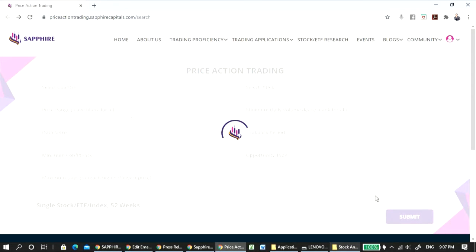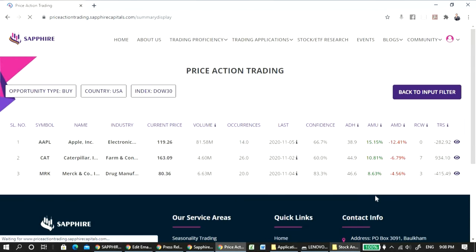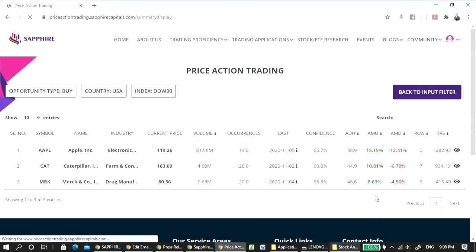Now, once I click the submit button, it does the price action analysis, and price action analysis involves a proprietary algorithm which measures various parameters to come up with a set of stocks that fulfills the requirement. In this particular example, the inputs that you have provided came up with a summary report consisting of only three stocks. Now, remember, our input was 60% confidence, so anything above 60% is listed here.